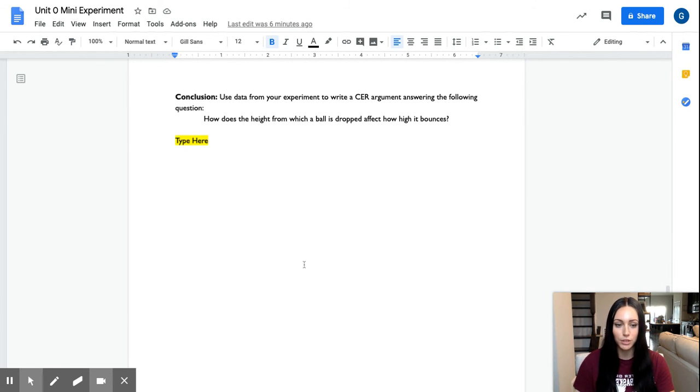Let's look at what that conclusion is going to involve. It says, use data from your experiment to write a CER, it means claim, evidence, reasoning, argument, answering the following question. How does the height from which a ball is dropped affect how high it bounces? So in our conclusion, as we know, we are answering the scientific question that we sought to answer in our experiment. Remember that this conclusion is a CER argument, meaning that I am looking for a claim, I'm looking for evidence from your investigation, and reasoning to explain how that evidence connects back to your claim.